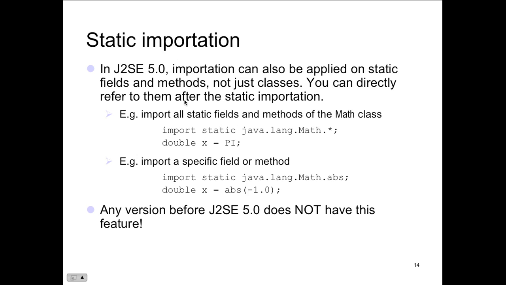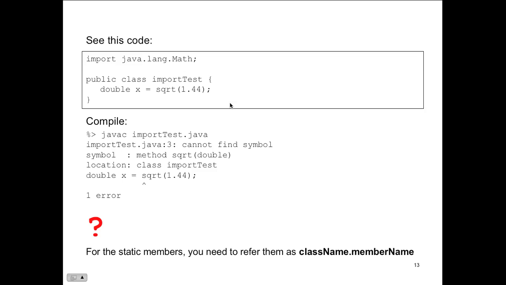We've got to refer to the class name. For the static members, you need to refer to them as class name.member name. So it knows Math. Math.sqrt. You have to put Math here, dot something. You'll always see Math.sqrt, Math.round, Math, which is the actual class name.